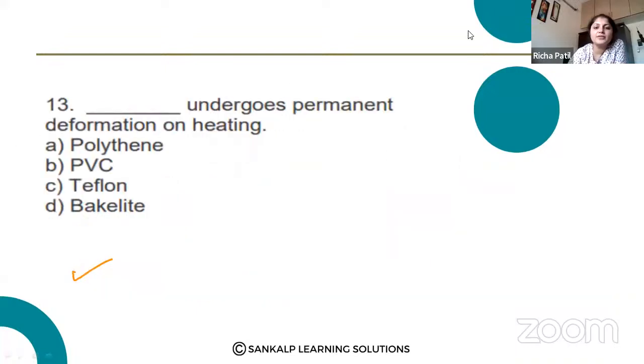Next, dash undergoes permanent deformation on heating. Yes, Rakshita, Lohit Kumar, Geeta. It is D. It is bakelite. Remember, the answer is bakelite. Bakelite undergoes permanent deformation on heating.